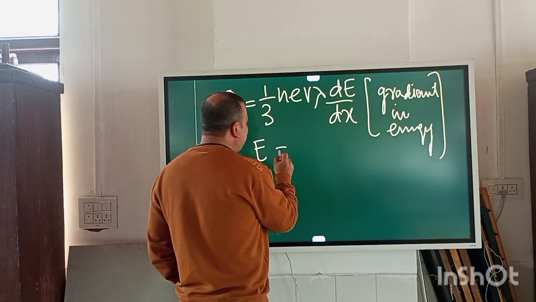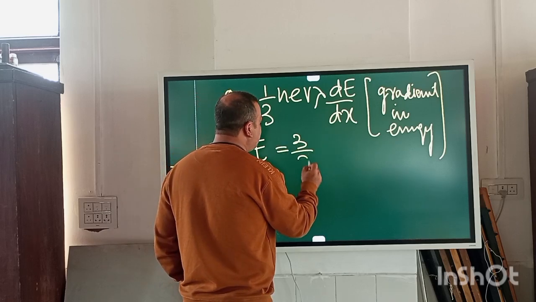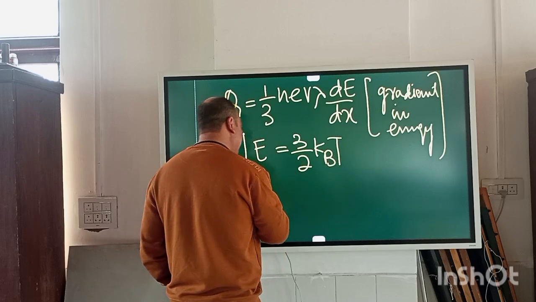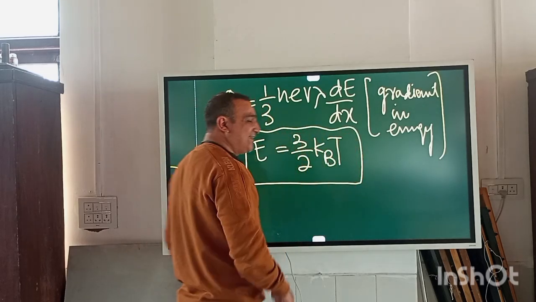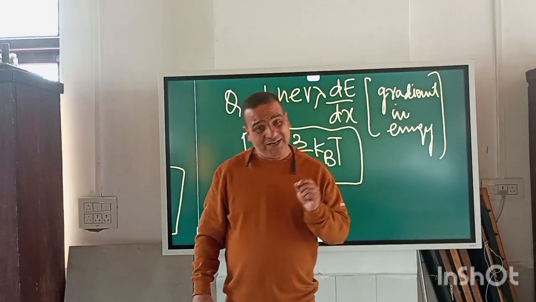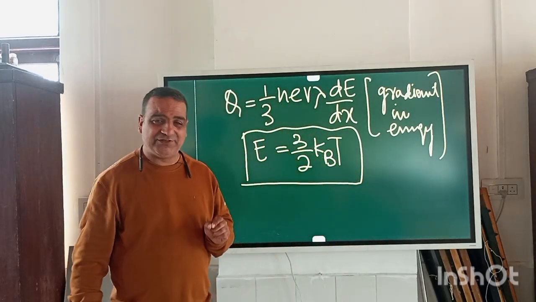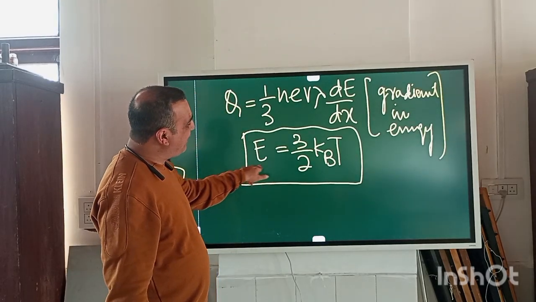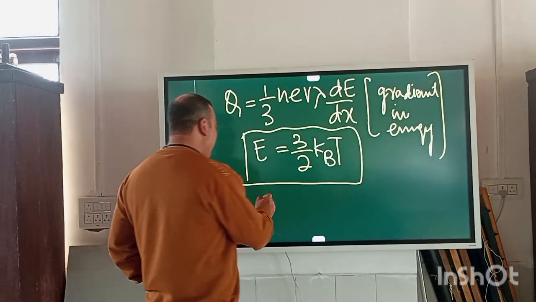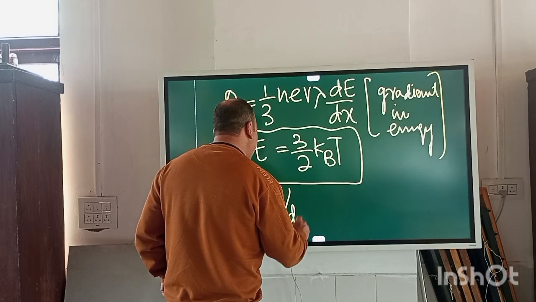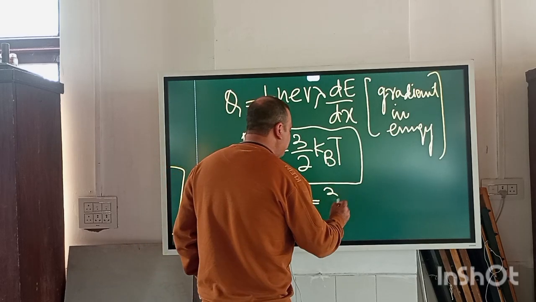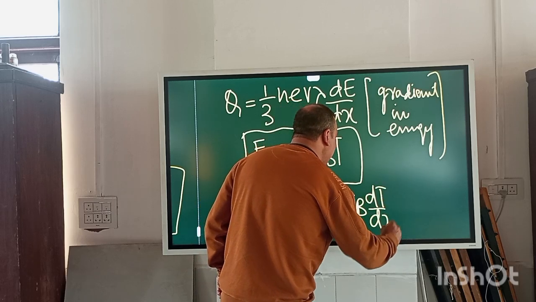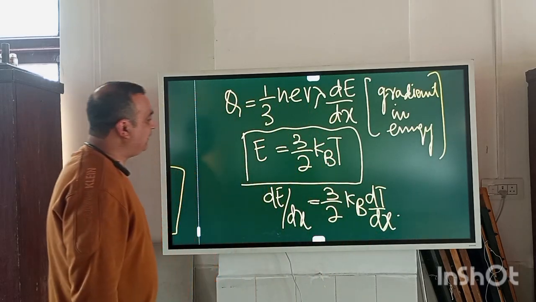Now, this E reflects that kinetic energy. And this E is 3 by 2 kBT. And we have written down this E, which is the only energy that is assumed in this model, that these electrons possess only kinetic energies. They don't possess any other kind of energies. So if I take the derivative of this equation with respect to x, I'll be getting dE by dx. That will be equal to 3 by 2 kB dT by dx. Okay, this is the case.